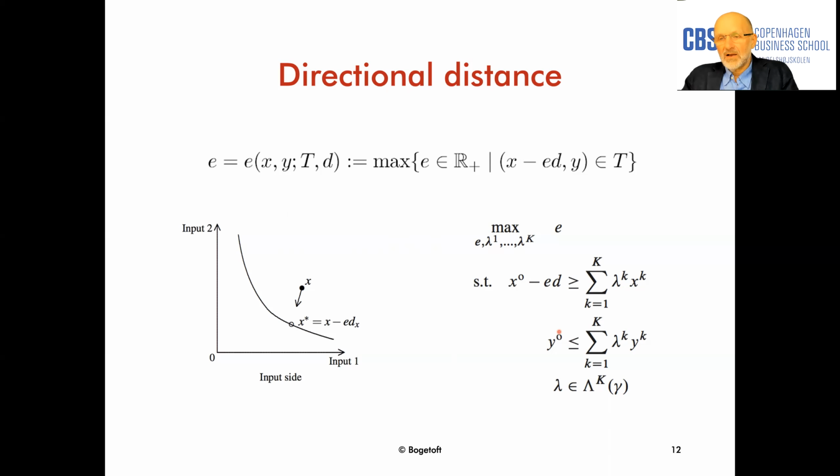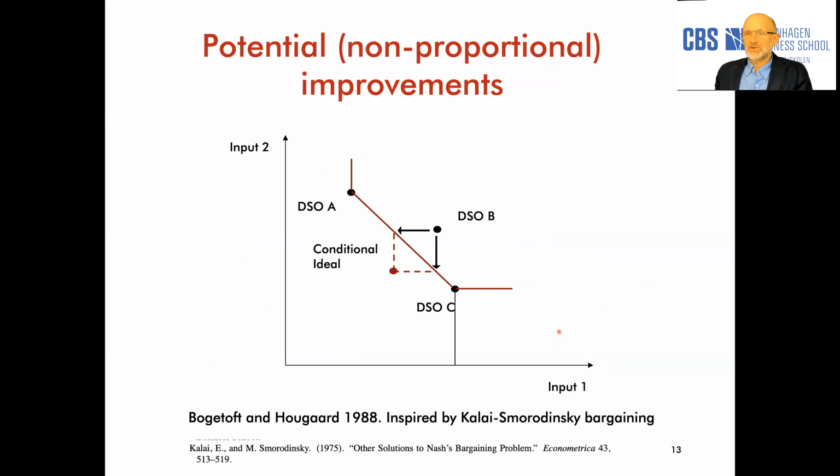One argument, as a contribution to this whole discussion: I did a paper some years ago with Jens Hougaard, where we discussed one way of picking this direction in a proper way, and I just want to illustrate what that is. So assume that you have some input 1, input 2, and some firms, A, B, and C, and I want to evaluate firm B, and I want to choose a direction, but it is not necessarily going to be proportional, it's not necessarily going to go directly down to the zero point.